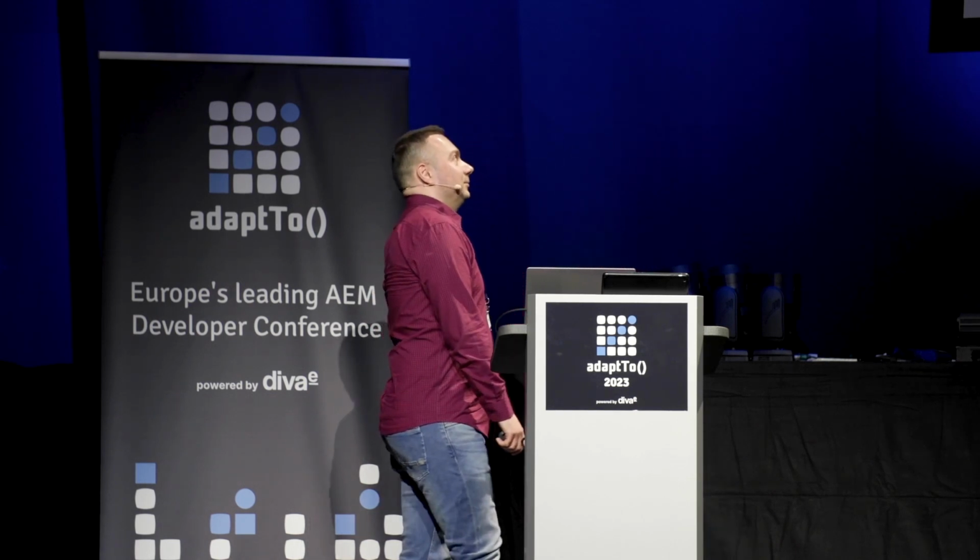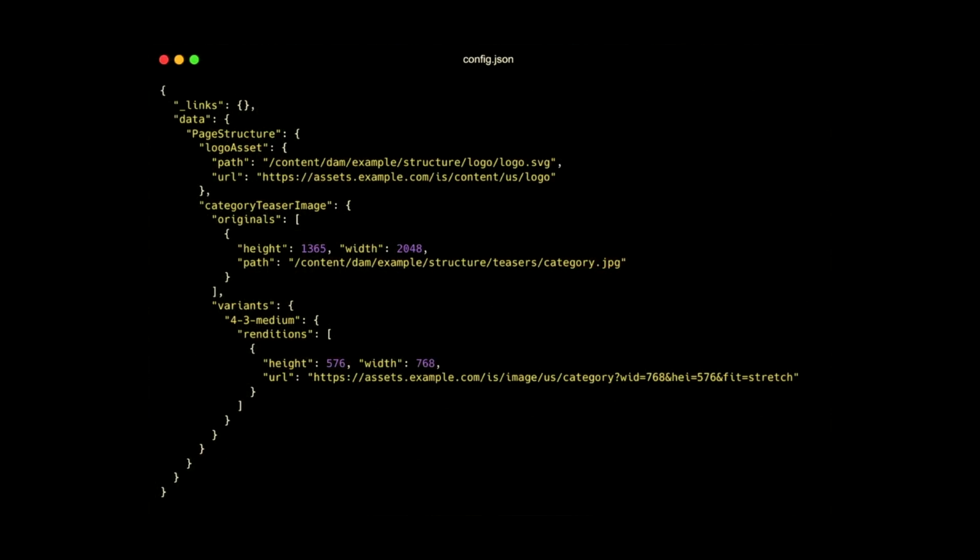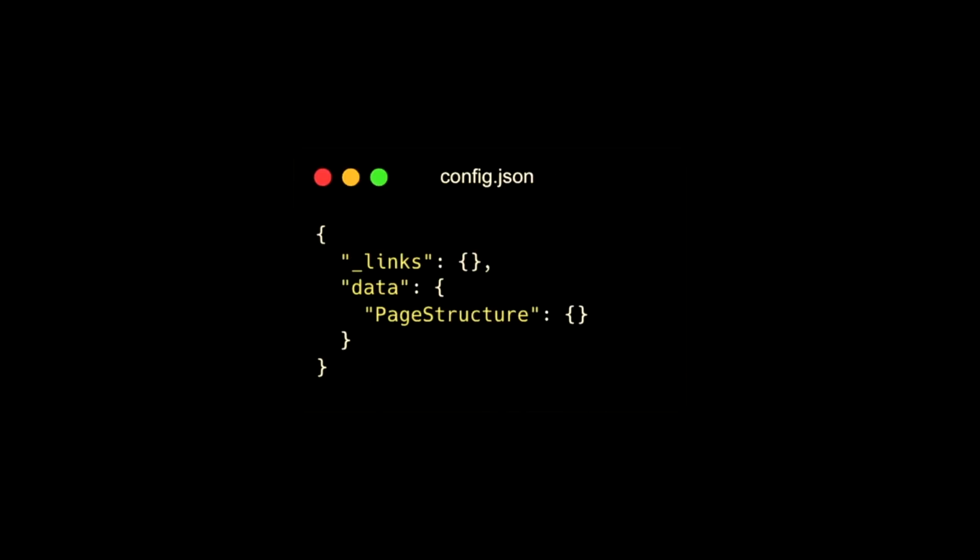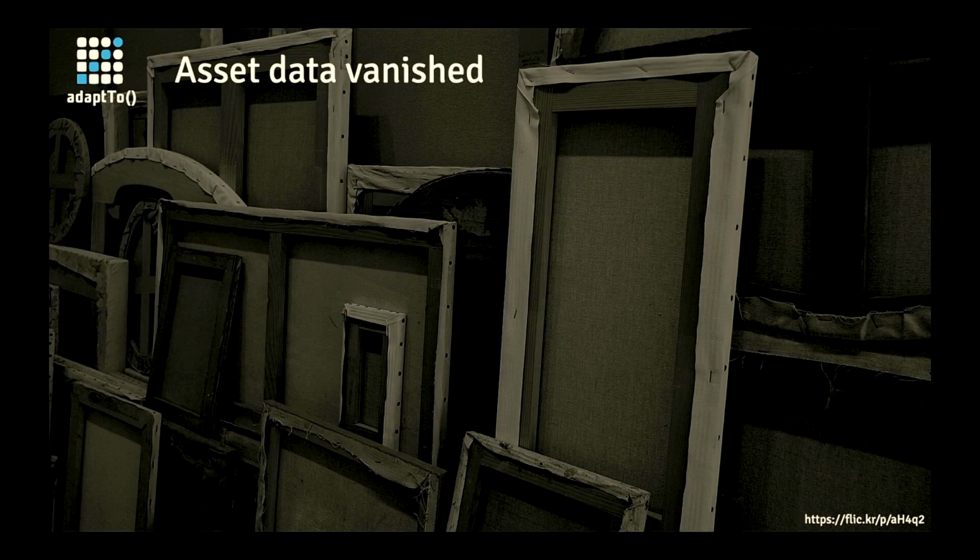So what happened this time? That's a config.json. It doesn't really matter what kind of properties you can see here, but the most important part is that there's a bunch of asset data here. So you have some widths, heights, some links, and whatnot. And that's how the JSON is supposed to look. But that's what we observed instead. Literally all asset data vanished. That was gone, truly gone.